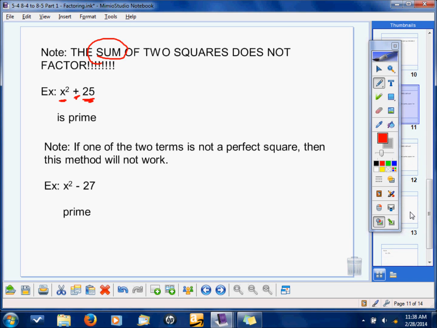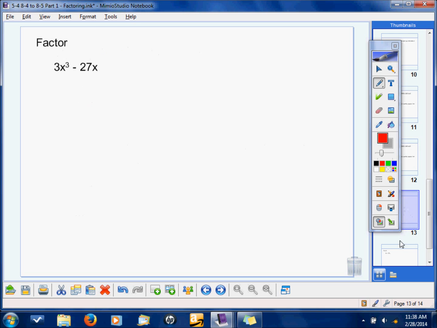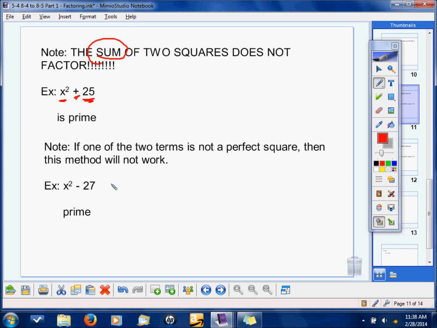And hold on just a minute. I just want to see what I've got here. Oh, okay. Okay, so just the sum of 2 squares doesn't factor.